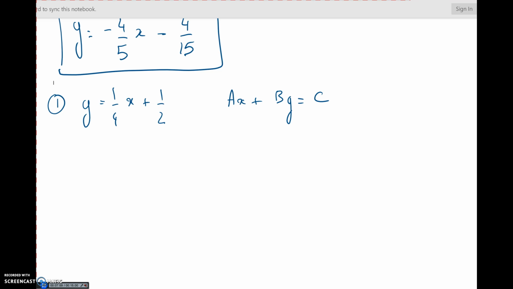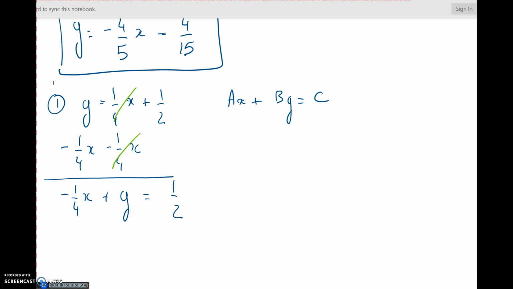In order to get rid of the x on this right side, you're going to subtract 1 over 4 x from both sides. By doing so, the 1 over 4 x disappears, and now you easily have the answer, which is negative 1 over 4 x plus y equals 1 over 2. That's it.